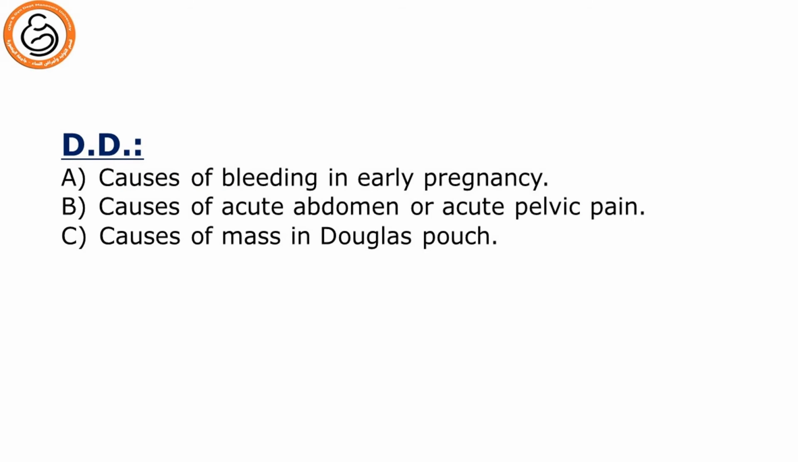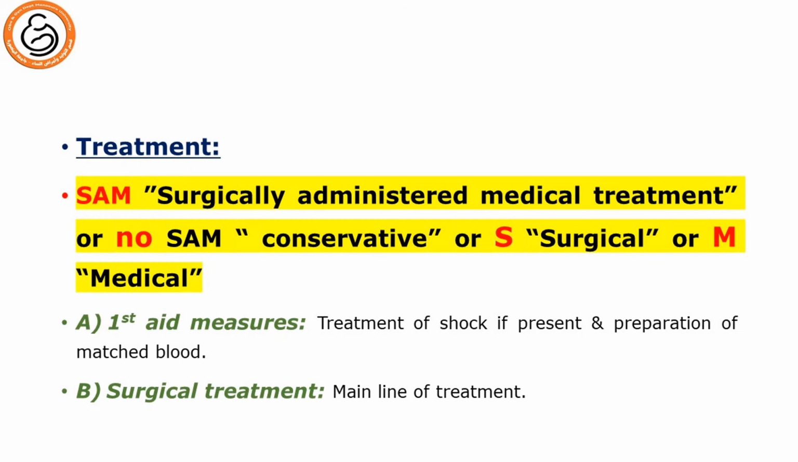Differential diagnosis of ectopic pregnancy. Bleeding in early pregnancy: we should differentiate ectopic from abortion and vesicular mole. Also, we should differentiate it from causes of acute abdomen or acute pelvic pain during pregnancy and the mass in Douglas pouch in case of hematocele.